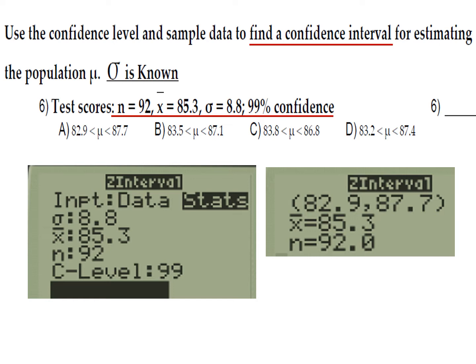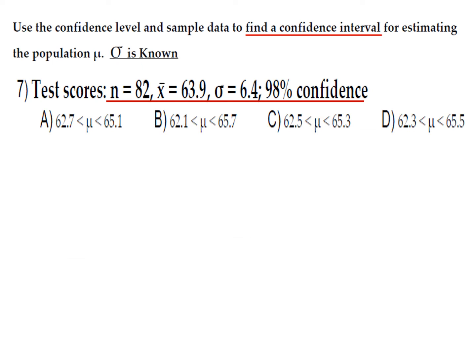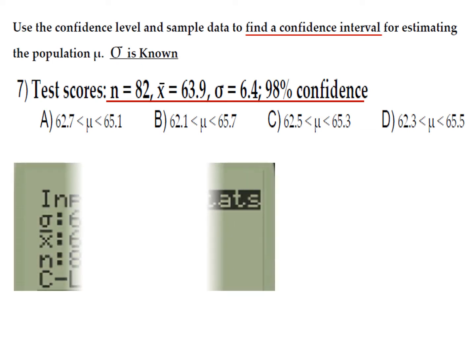So I wanted this answer to appear right here exact. I don't want to have to round off by myself. 1 decimal place, spot on. Letter A. Find a confidence interval once again, and sigma is given to us.